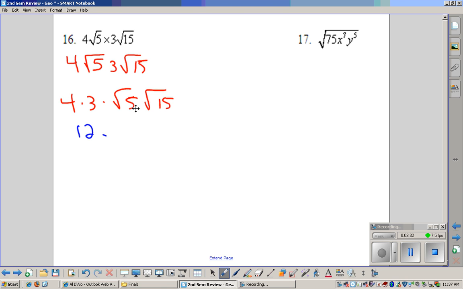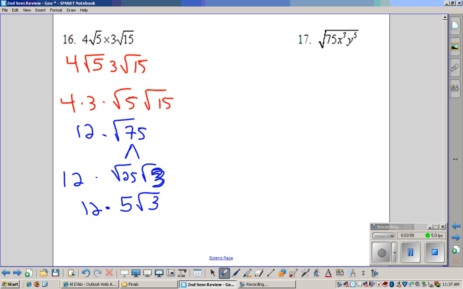So 4 times 3 is 12, and root 5 times root 15 is root 75. Now, root 75 can be broken down into the square root of 25 and the square root of 3, because 3 times 25 is 75. Why did I do that? Because the square root of 25 is 5 times 12 times root 3. So that's 60 root 3. That's the final answer. Go back and go through this again if you need to.